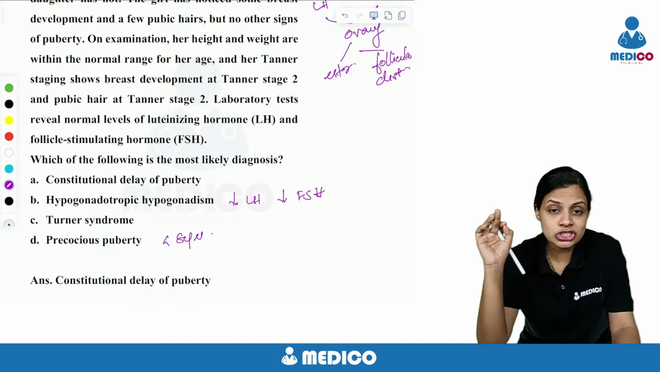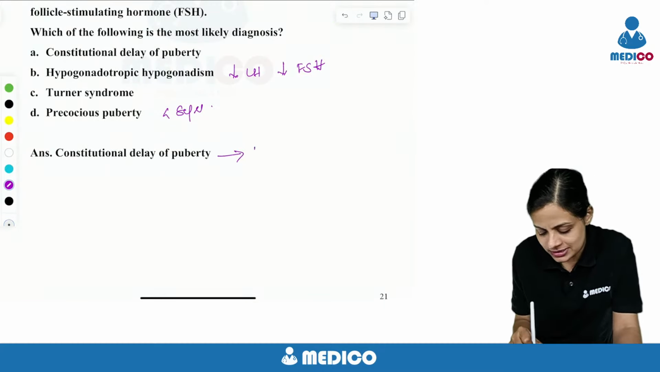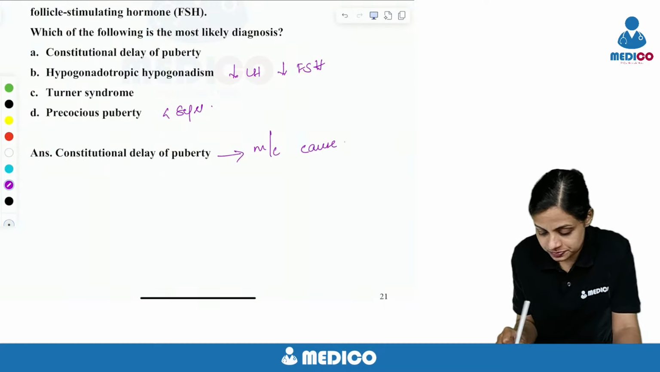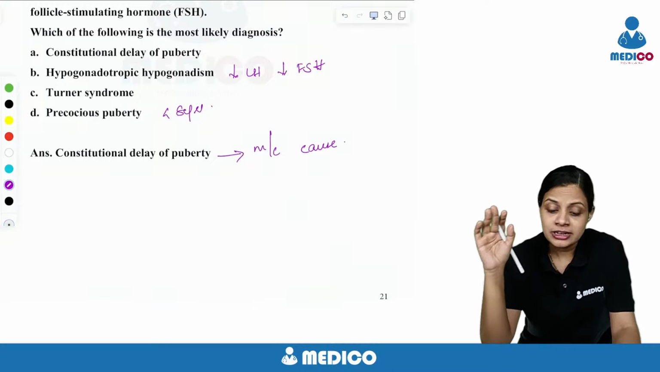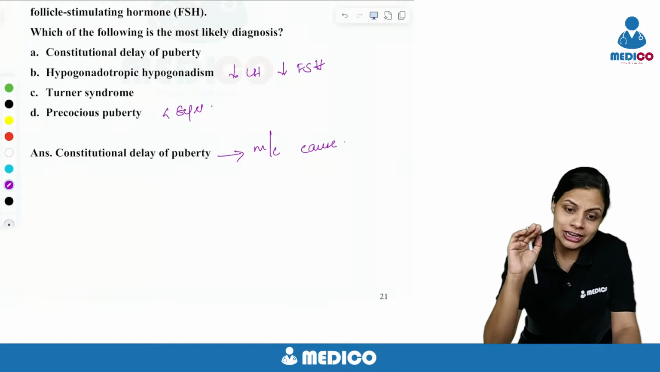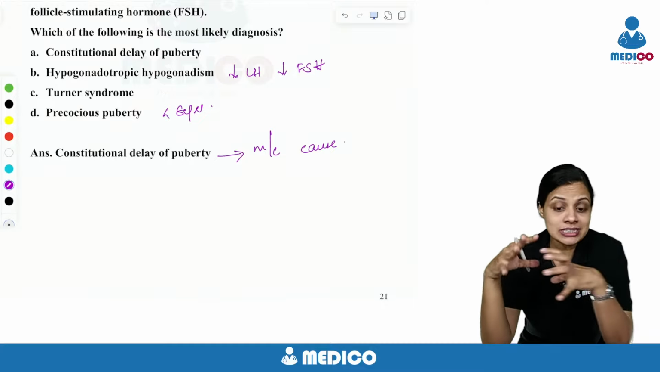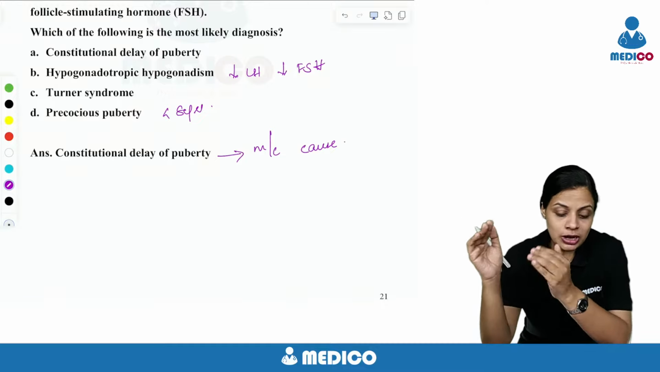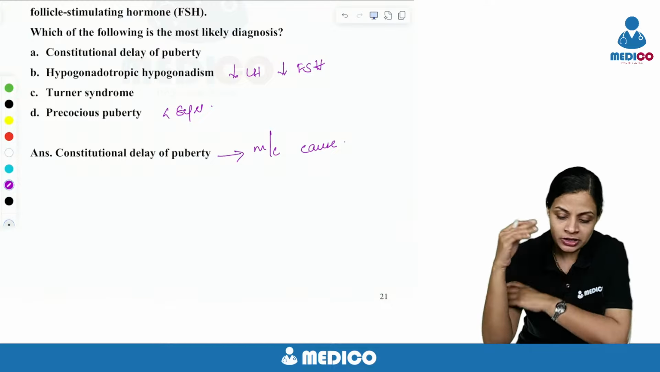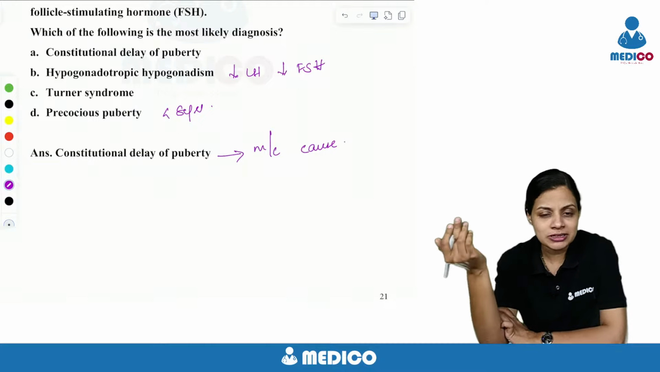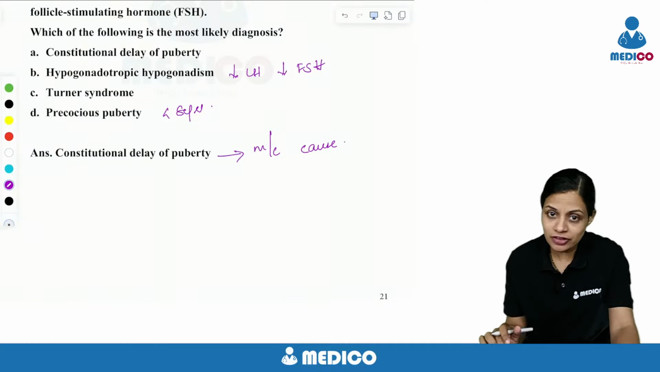This here is the most common cause of delayed puberty. What is it? It is a constitutional delay. This is the most common cause. In the question they have mentioned that she has got a normal growth pattern. It is Tanner stage 2, normal LH, normal FSH. Everything else, the pubertal development, is in the expected range, but delayed compared to her peers. That is why her mother is worried and has brought her. What do you tell the mother? You will tell her that the condition will resolve on its own and puberty will eventually ensue.